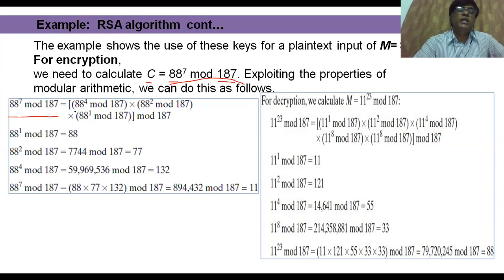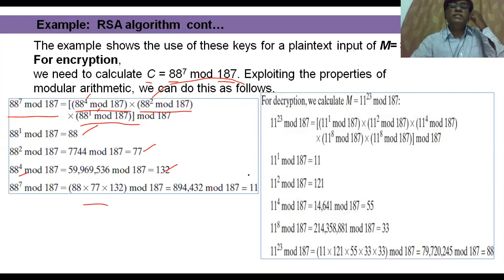You can break this down: 88 power 4 mod 187, 88 square mod 187, and 88 power 1 mod 187. That means 88 to the power of 4, square, and 1. The total is 7. Now 88 power 1 mod 187 is 88. 88 square mod 187 is 77. You can calculate this one. 88 power 4 is 132. After multiplying these, the value is 11. So what is the 11 here?